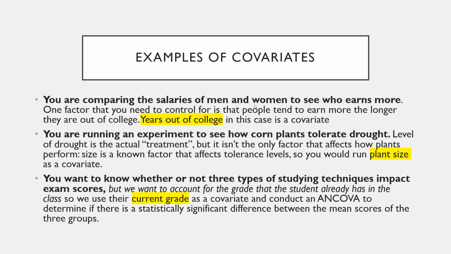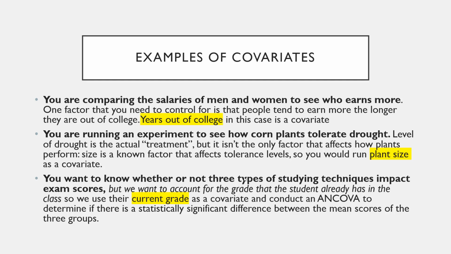You're comparing the salaries of men and women to see who earns more. One factor that you need to control for is that people tend to earn more the longer they are out of college. So years out of college, in this case, is a covariate. You're running an experiment to see how corn plants tolerate drought. Level of drought is the actual treatment, but it's not the only factor that affects how plants perform. Size is a known factor that affects tolerance levels, so you would run plant size as a covariate.